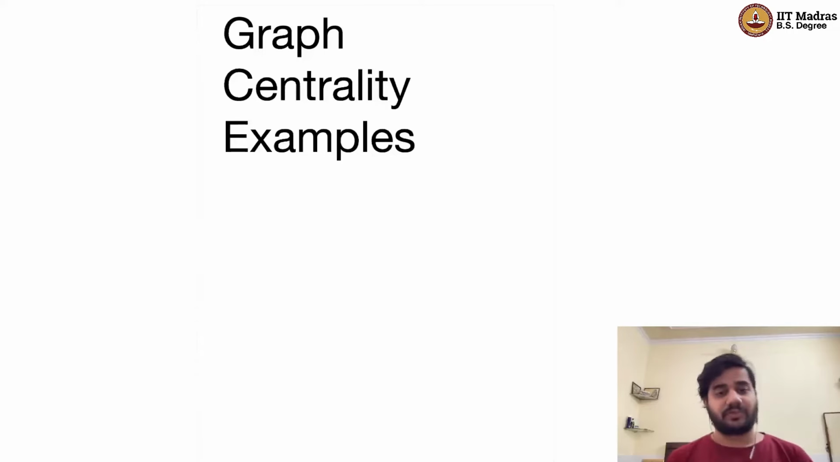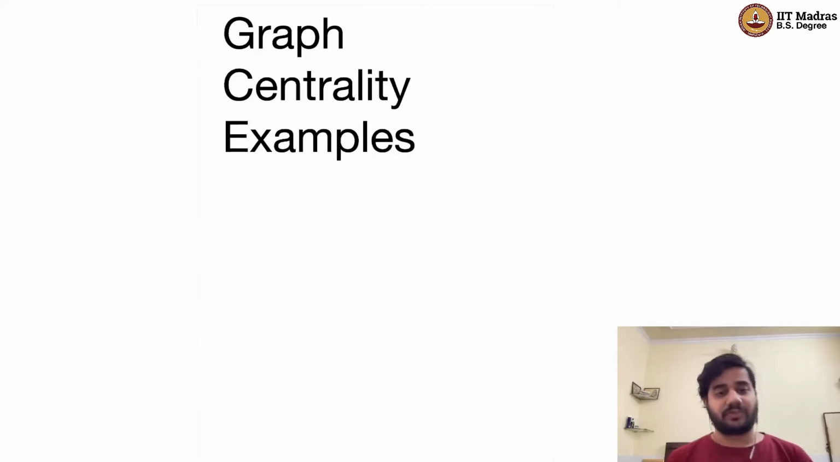During the class, we studied three different types of centrality measures, which are degree centrality, closeness centrality, and betweenness centrality. I'm going to take an example of each in this session today. So let's start with degree centrality, which is the simplest.